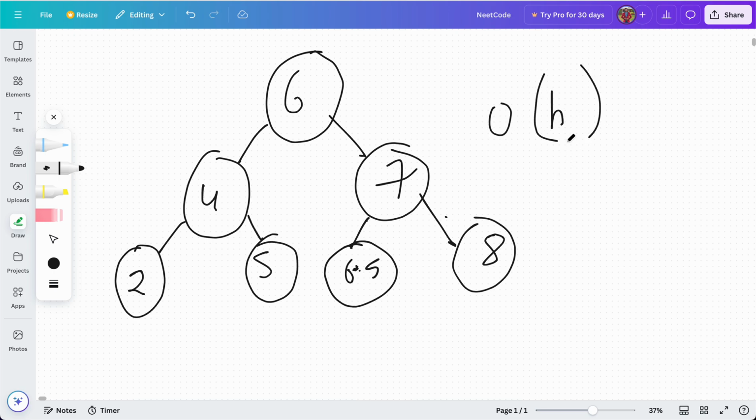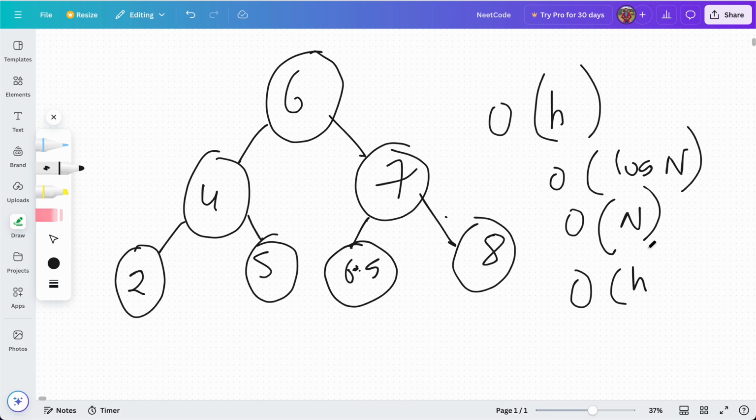Now this h can be log n or h can be n. If it's a balanced tree, it will be log n. We don't know whether it's balanced or not, and if it's not a balanced tree, it will be n. This is the time complexity, and the memory will be O of h as well, because we're going to have those many call stacks in our stack. If we're calling here, and then here, and then here. So memory is also O of h, and time is also O of h.